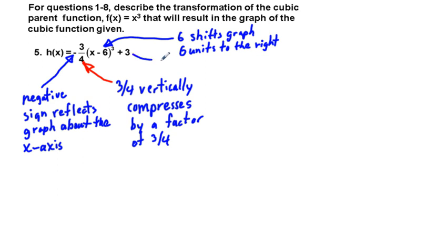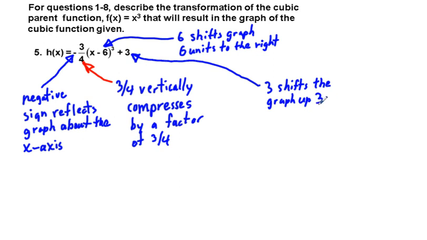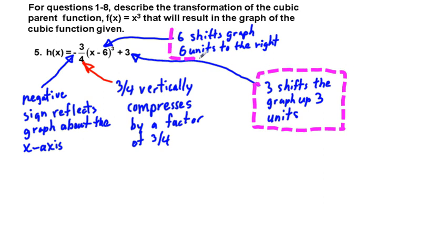And finally, we have this +3 right here. We have a lot of things going on here. So 3 shifts or translates the graph up 3 units. Okay, so we have a lot of things going on here. Could find the y-intercept from here if we expand it out. See, these 4 items, quite a bit.